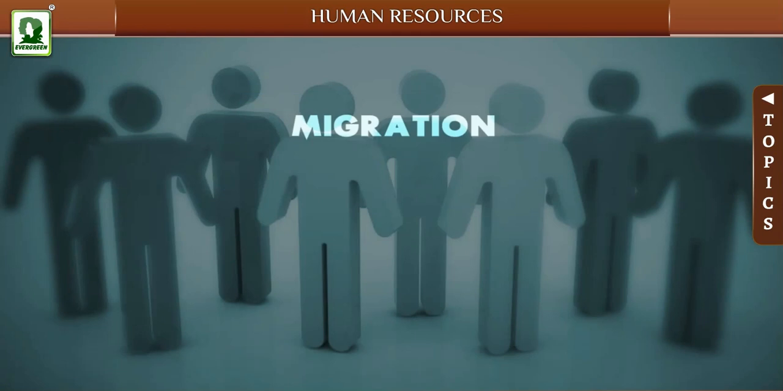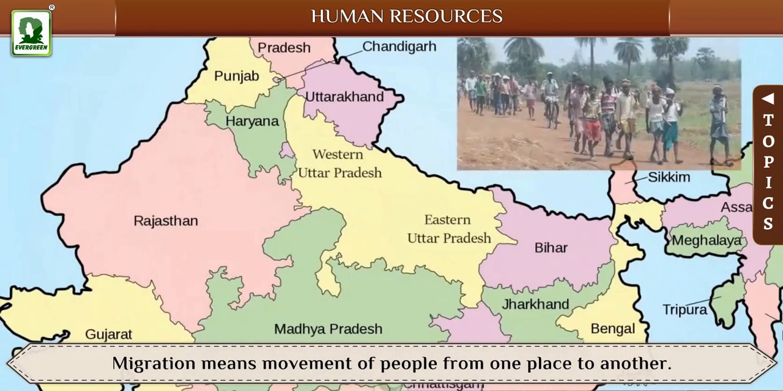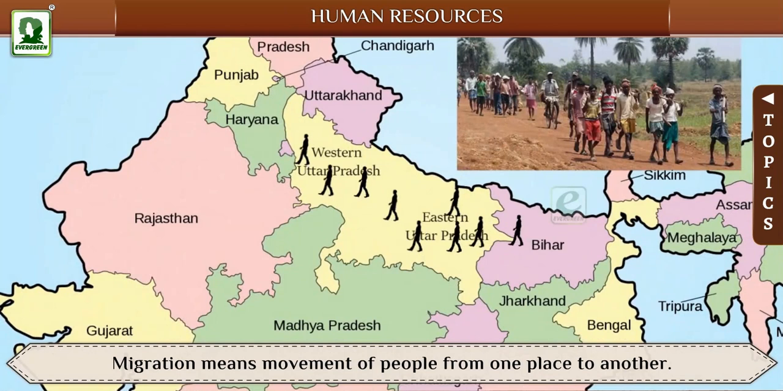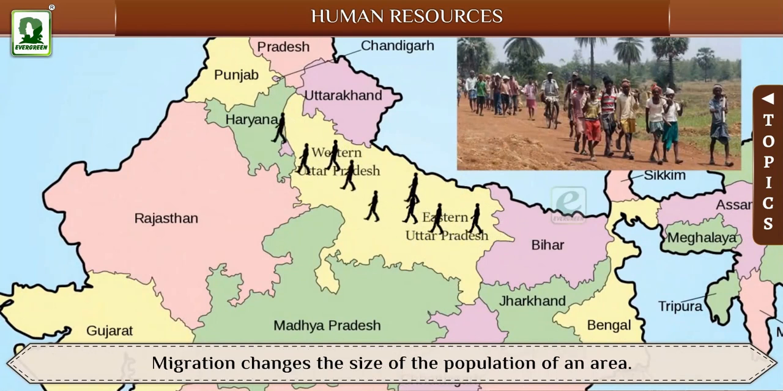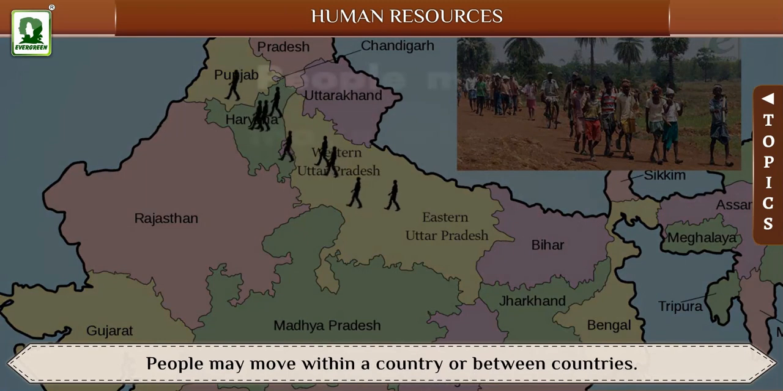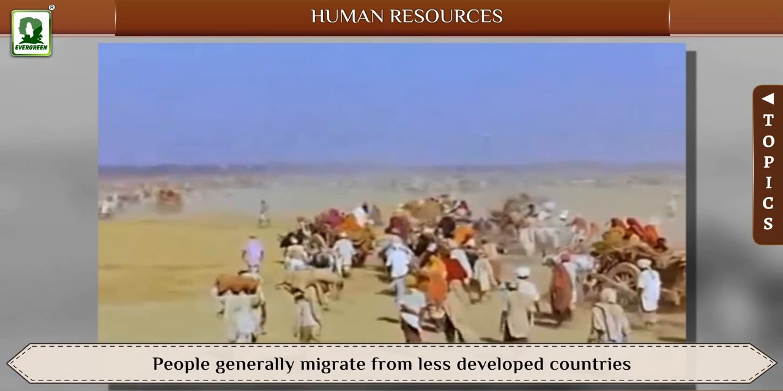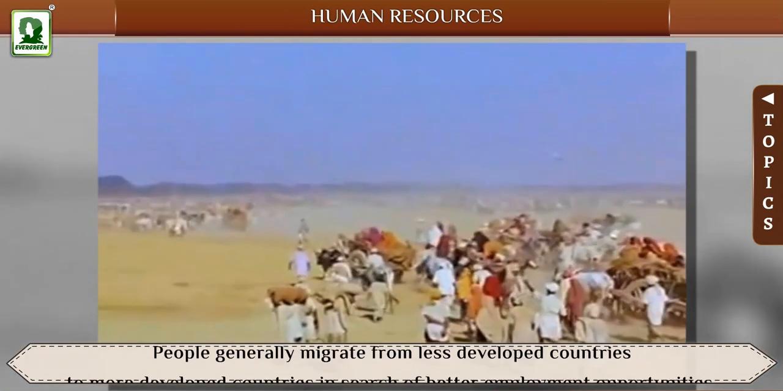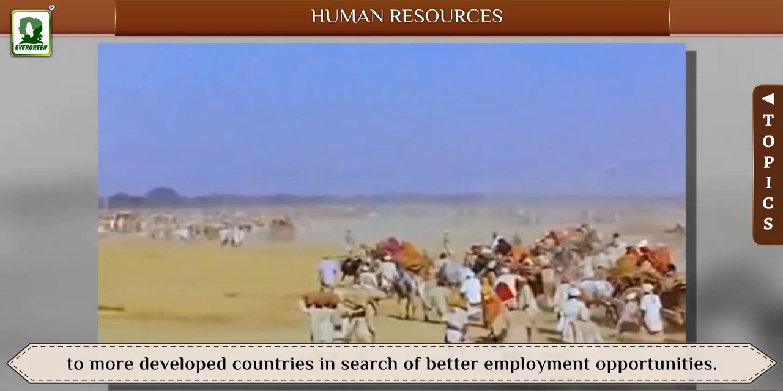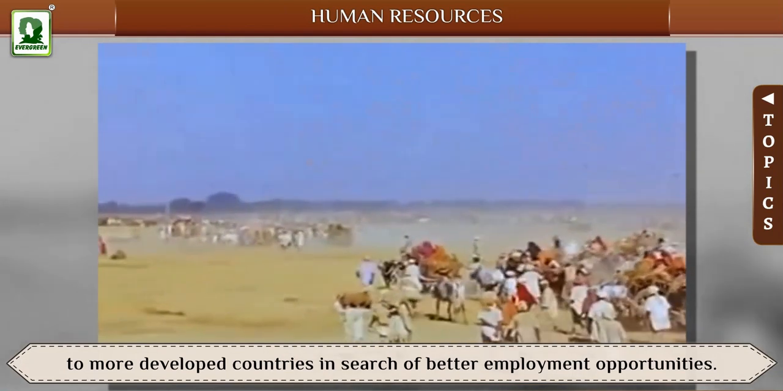Migration. Migration means movement of people from one place to another. Migration changes the size of the population of an area. People may move within a country or between countries. People generally migrate from less developed countries to more developed countries in search of better employment opportunities.